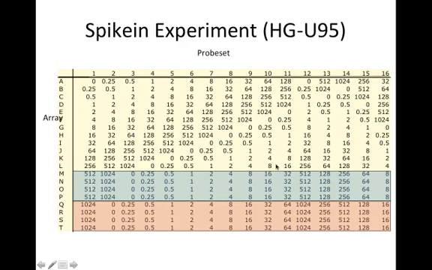All right, so this is the design of the Spikein experiment. It's based on what is called in statistics a Latin square design. Every array, here are the array types A through T, and then we have probe sets 1 through 16. The idea is that we spike in different quantities of each probe set in each array.